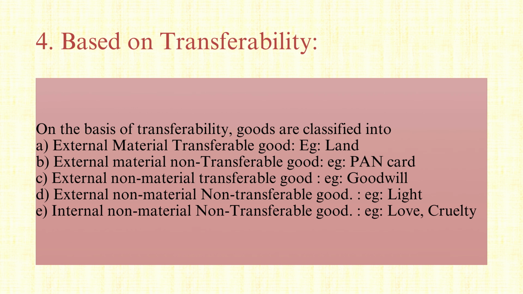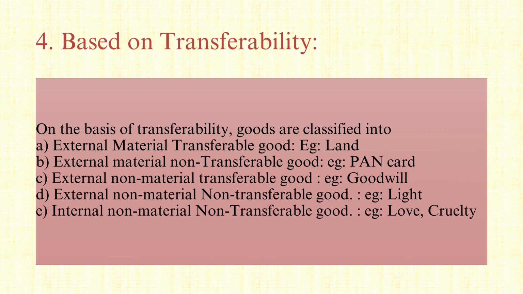Alright, let's explore one last way of classifying goods, based on transferability. This can get a bit complex, but I'll try to simplify it. Transferability refers to how easily a good can be moved from one person to another or from one place to another. External material transferable goods are things like land. You can buy and sell land, transferring ownership from one person to another.